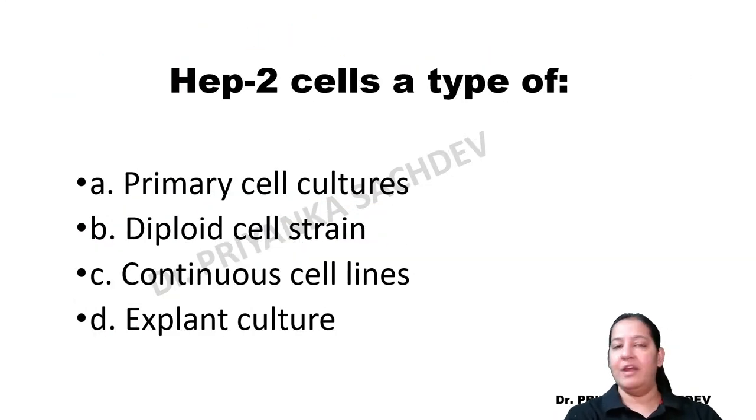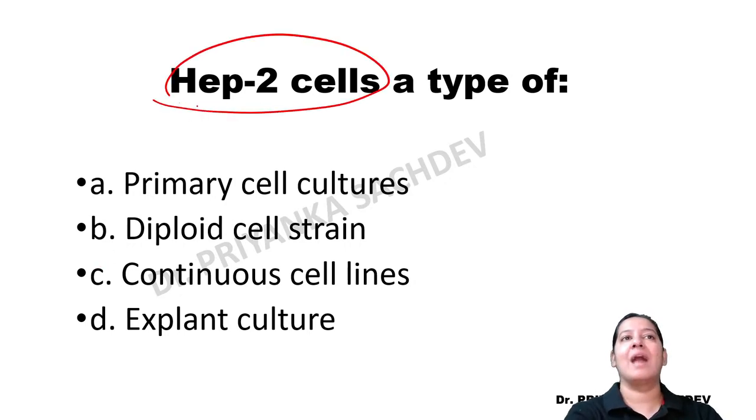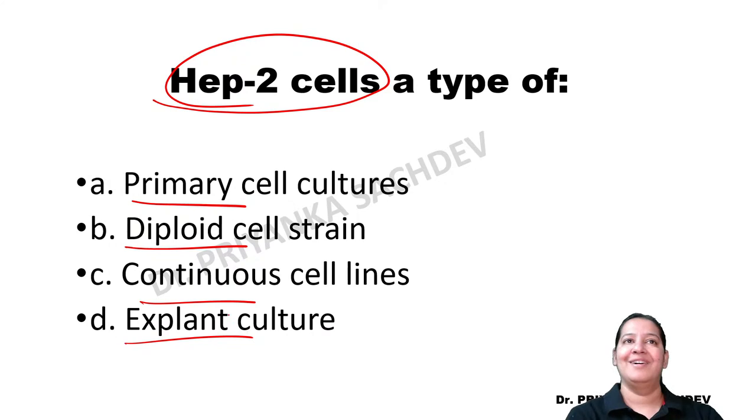The next question in front of you. Very, very easy. I guess everyone will be right. Hepatocells are a type of what? Are they a type of primary cell culture, or a type of diploid cell culture, or a type of continuous cell lines, or a type of explant culture? I have told you the examples very, very specifically.